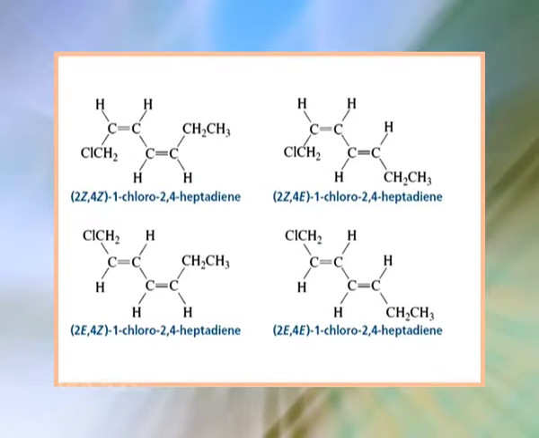For an alkene with one carbon-carbon double bond that can show cis-trans isomerism, 2 cis-trans isomers exist. For an alkene with n carbon-carbon double bonds, each of which can show cis-trans isomerism, 2 raised to the power n isomers can exist.